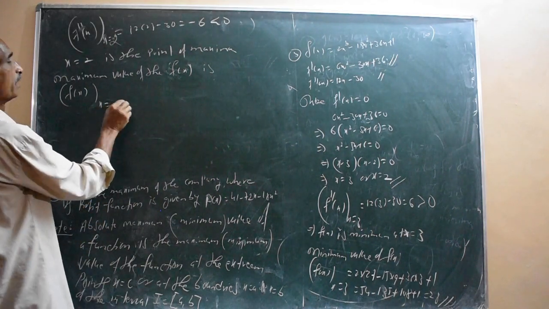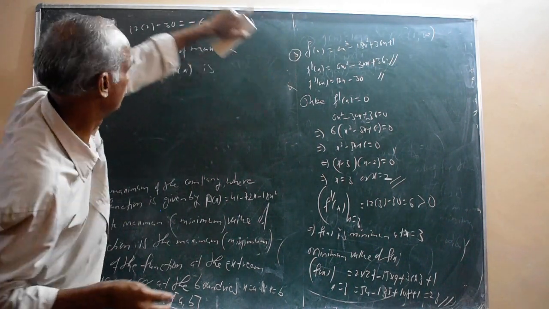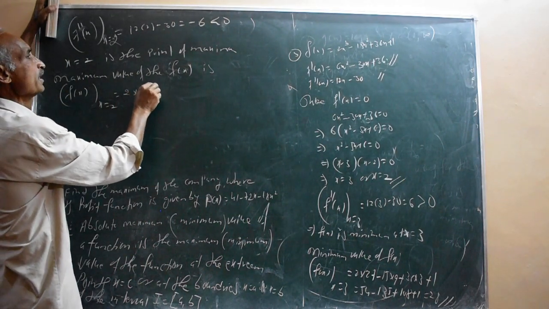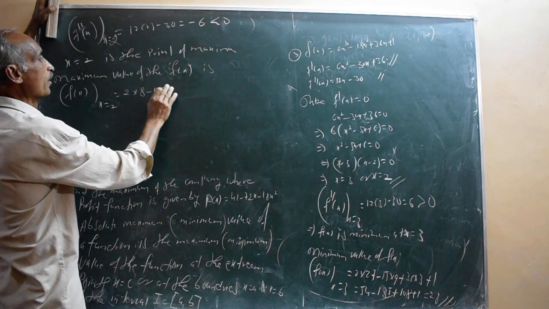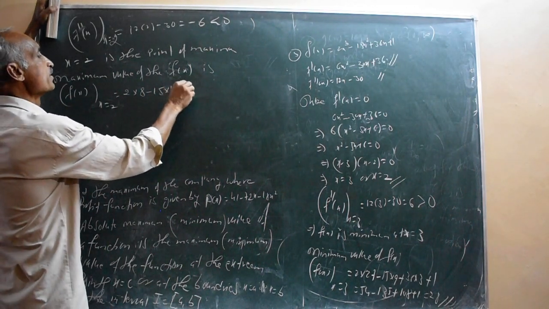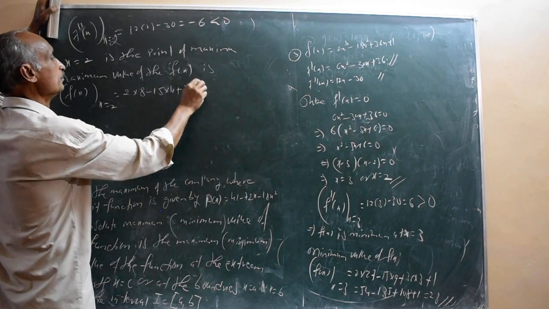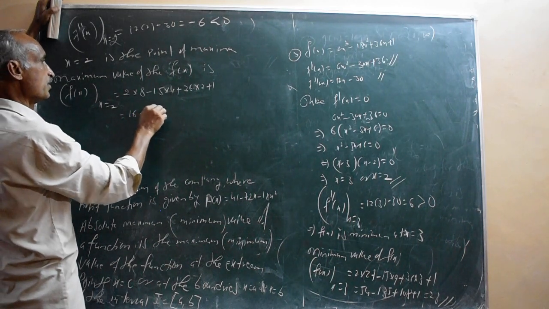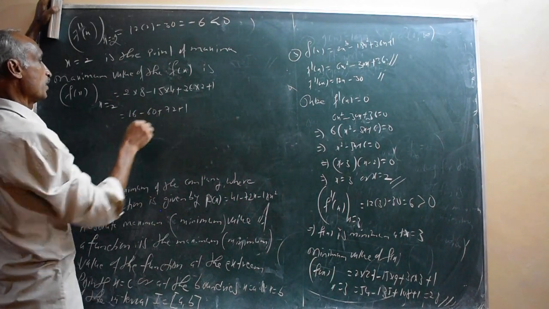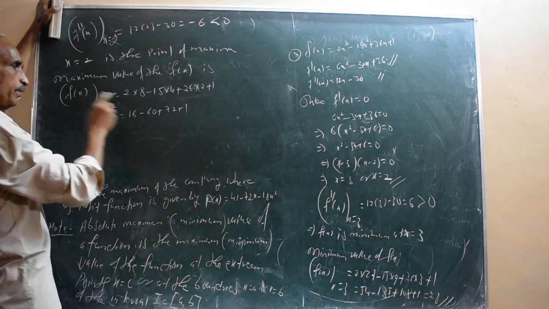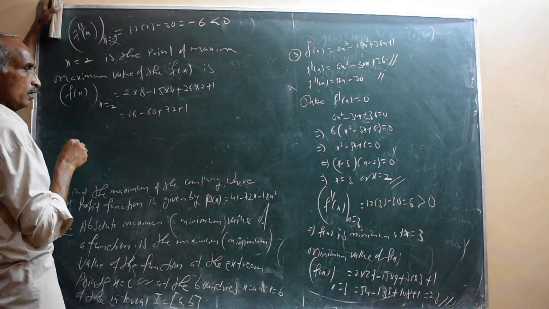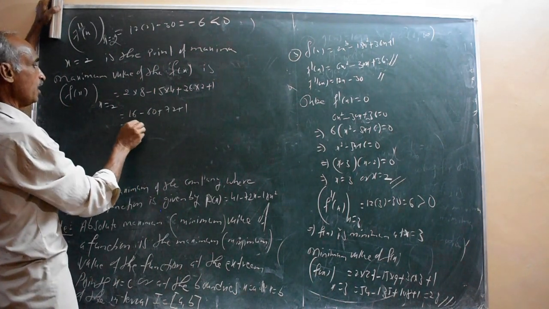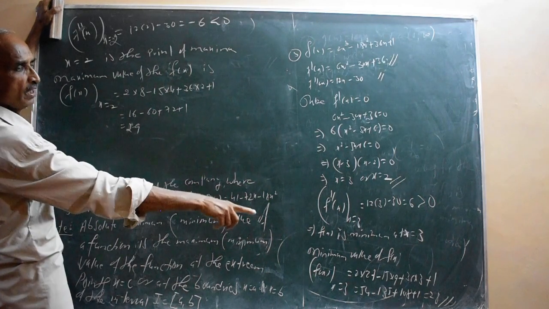What is the f of x actually? It is 2x cube. 2 into 2 cube, 2 into 8, minus 15 into 2 square, 4, plus 36 into 2, plus 1. 2 into 8 is 16, minus 60, plus 72, plus 1. 72 plus 16, that is 88, plus 1, 89. 89 minus 60, 29. Just 1 more than the minimum value.